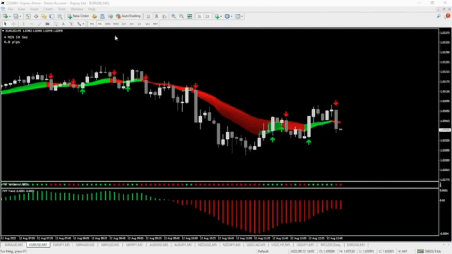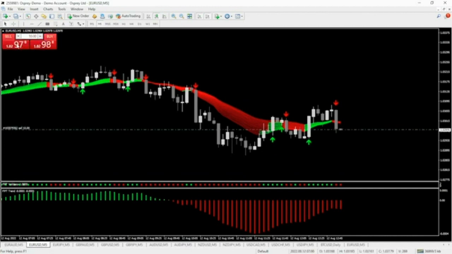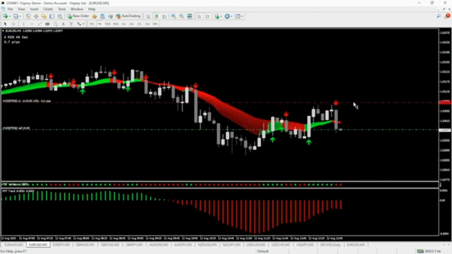We just got this signal to go short, so I am going to sell this. So let's do this. And now we are in a sell trade. So what I am going to do is put the stop loss above this swing high. My take profit is going to go into this area down here, 1-to-1.